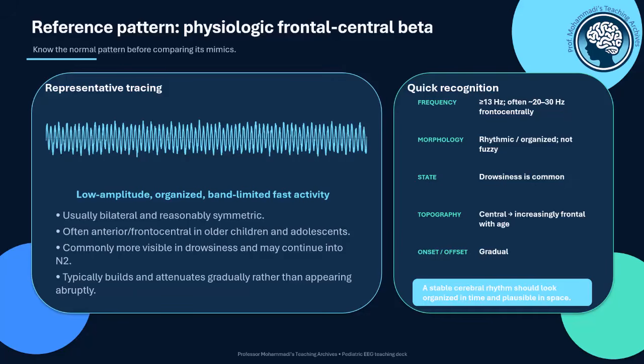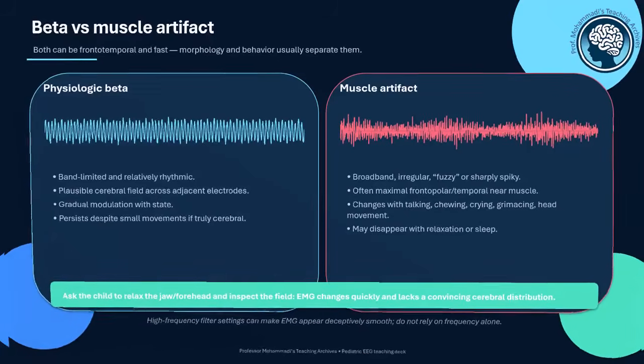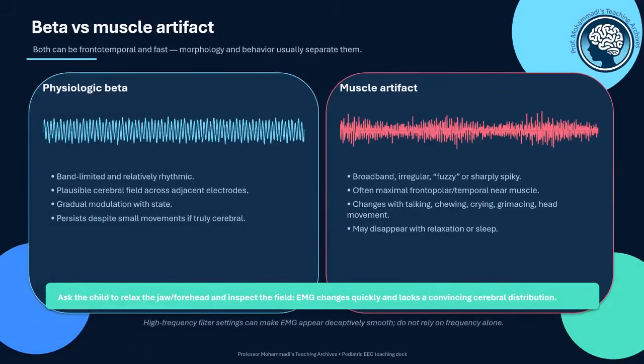So when evaluating a fast rhythm, look for an organized cerebral pattern occurring in a plausible spatial distribution. In other words, a true physiological rhythm should make sense both in time and in space. Next slide, please. One of the most common practical challenges is distinguishing genuine beta activity from muscle artifact.